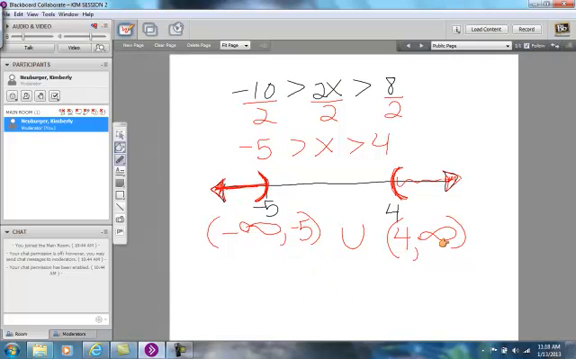If we were to use set notation, the only difference in the graph would be round or open dots here and here at negative 5 and 4. And your notation would just be your solution, with a straight line for such that, and then x as the variable, with set brackets around it. This is read, the set of all x such that negative 5 is greater than x, which is greater than 4.